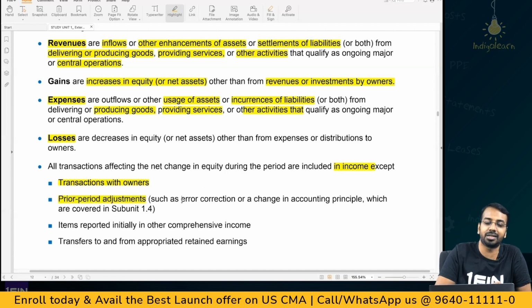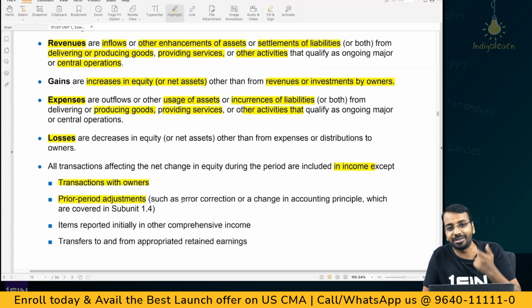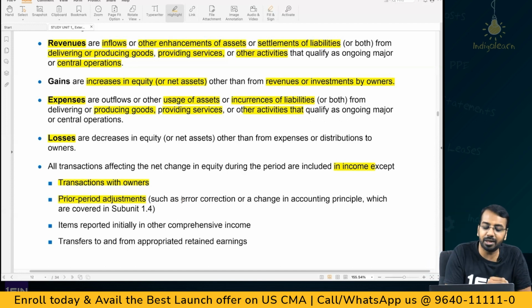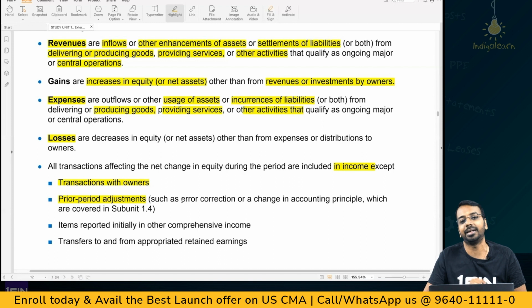Now, this is one significant shift from you, especially if you have not read Ind AS. Prior period adjustment is also not shown in the income statement. This applies to US GAAP, IFRS and Ind AS. In accounting standards, you would have learned separate disclosure of prior period items in the income statement or P&L. Here, prior period items are not shown in the P&L. Prior period adjustments are retrospectively adjusted in the opening retained earnings.